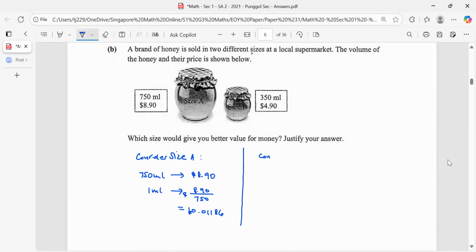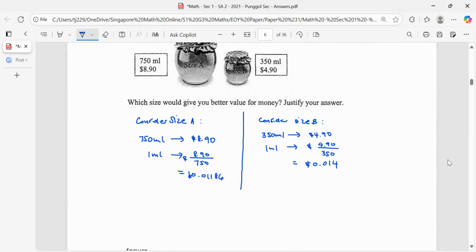Now we are going to move on to consider size B. And for size B, it'll be 350 milliliters for $4.90. So let's again find how much 1 milliliter of it costs. So we have $4.90 divided by 350. And I end up with 0.014. Okay, now let's do a comparison.